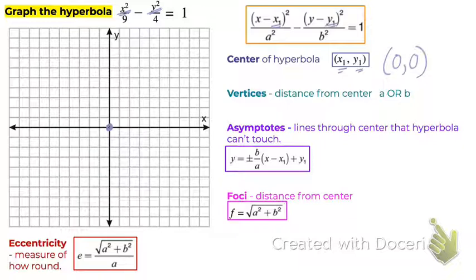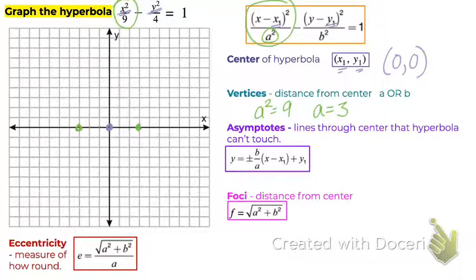Now the vertices are either going to be right or left of the center, or they're going to be up or down from the center. And we can tell that based on, again, what the first term is. And the first term in this case is an x. So we care about A, the x. We want to know what A is. That's the distance from the center where the vertex is going to be. So if A squared is 9, A is 3. So again, it's opening to the right and left, so we're going to go 3 to the right of our center and 3 to the left of our center.